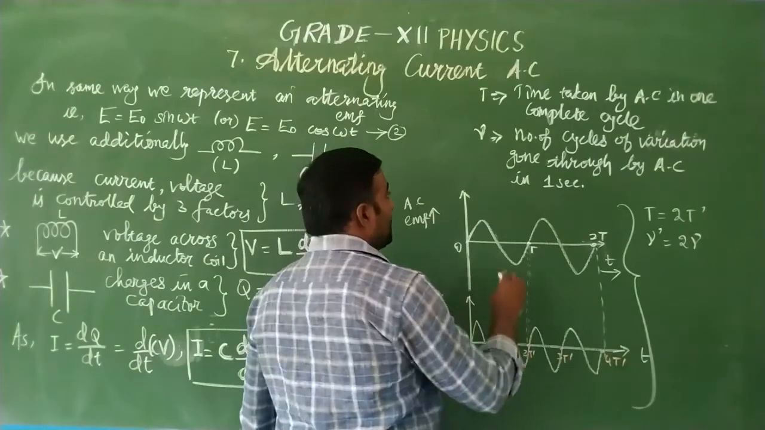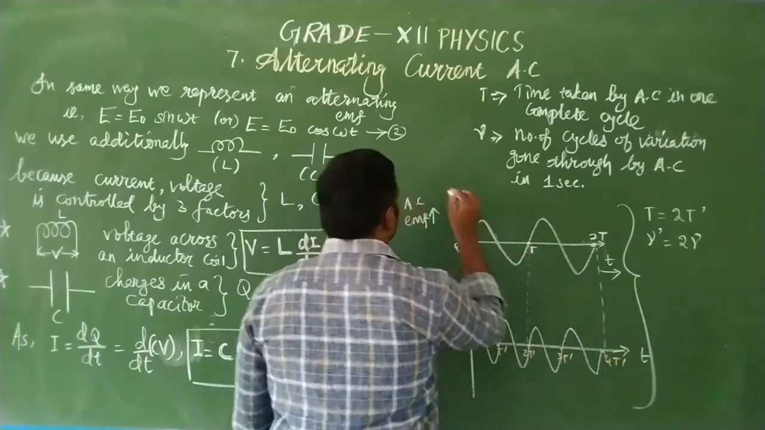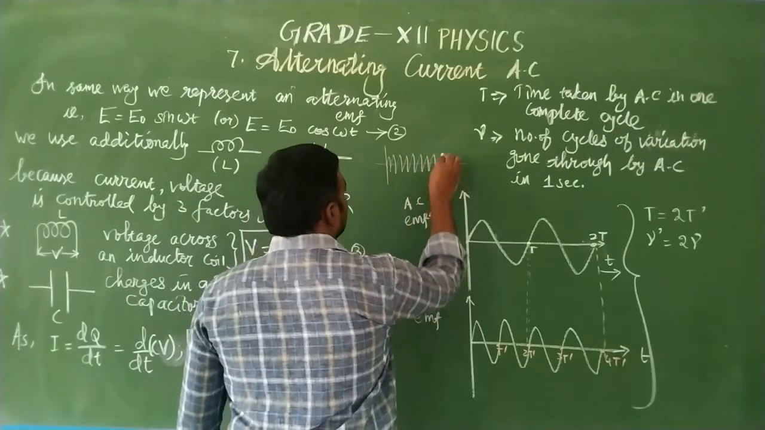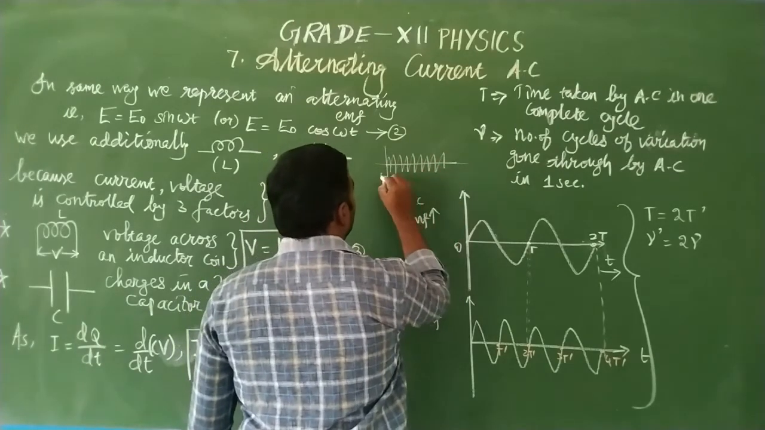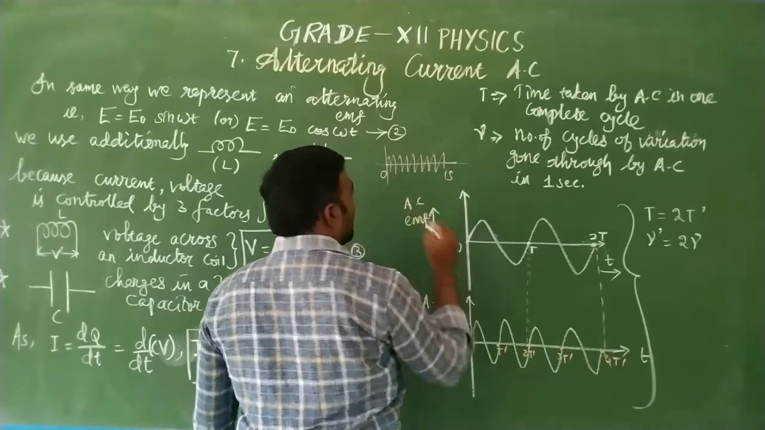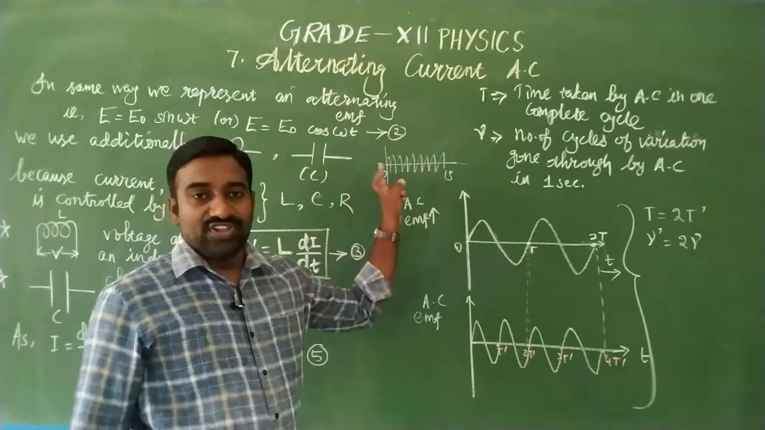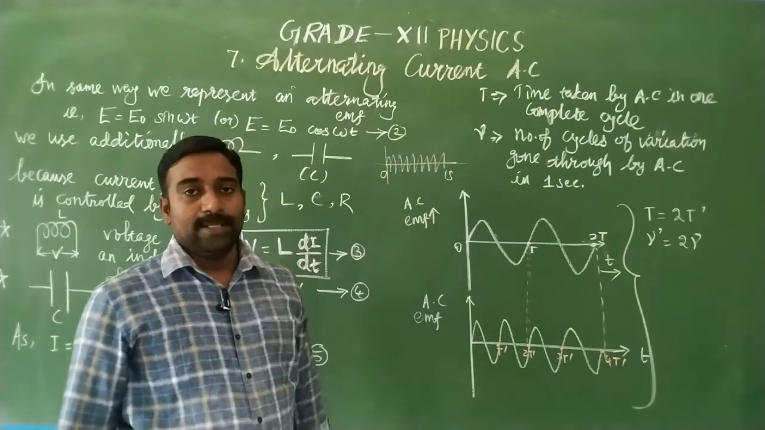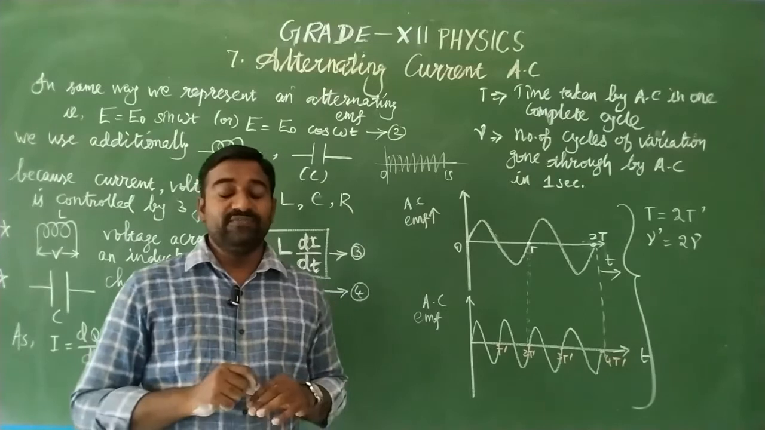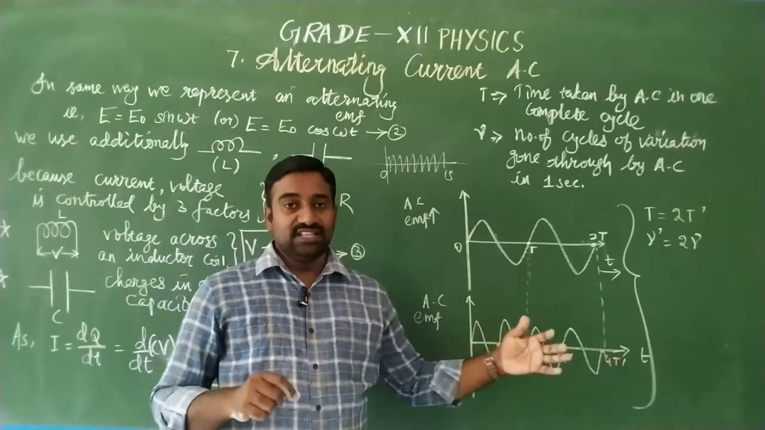Then frequency is in 1 second. Okay, in 1 second, how many variations take place? So 0 to 1 second. Within 1 second, how many variations does AC go through? That is the frequency. In India, the frequency of AC is 50 Hz. Why is it specified as 50 Hz? We'll see in the coming classes.